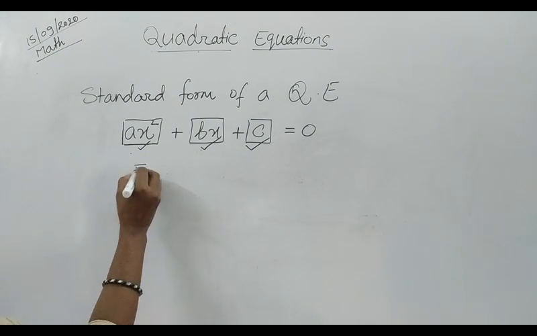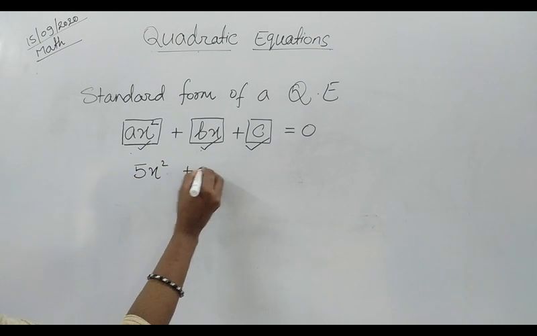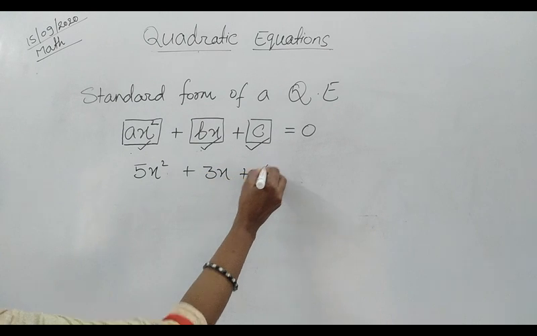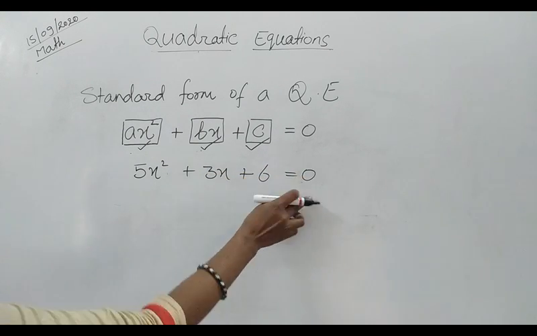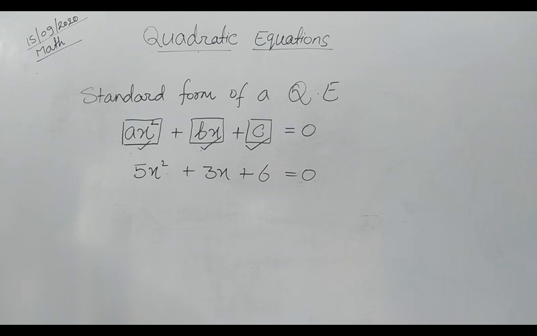For example, when we write 5x square plus 3x plus 6 is equal to 0, then we say that this equation is in its standard form. Now in the next video we are going to study the types of the quadratic equation.